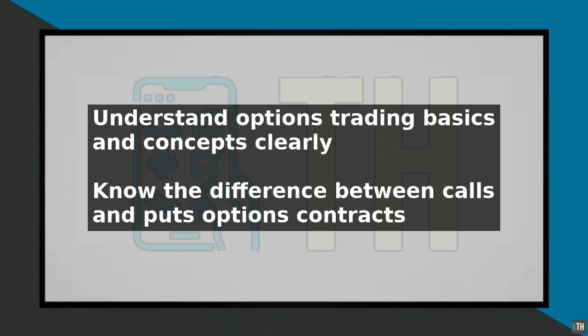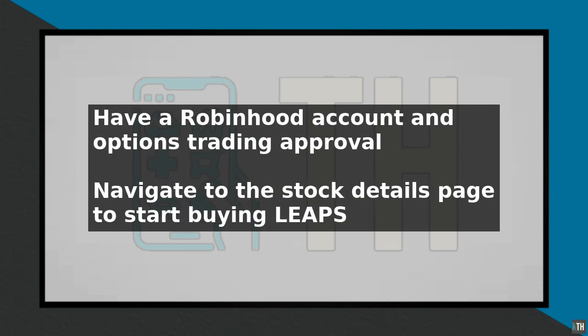First, it is essential to understand the basics of options trading. An option is a contract that gives the buyer the right, but not the obligation, to buy or sell a stock at a predetermined price. There are two types of options: calls and puts. A call option gives the buyer the right to buy a stock, while a put option gives the buyer the right to sell a stock.